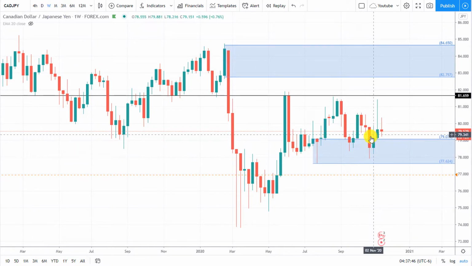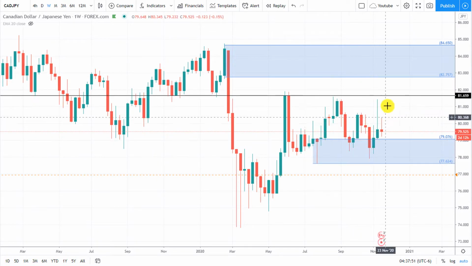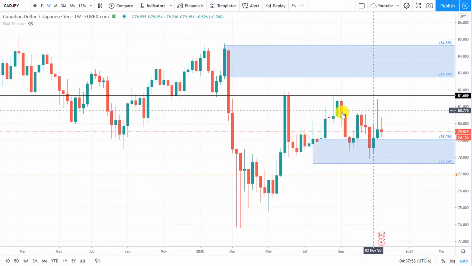But the demand zone has been tested twice now. Drop, then go back in here. So bullish, bearish pin bar.